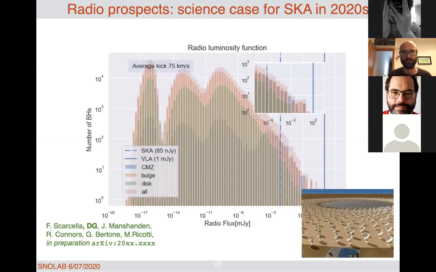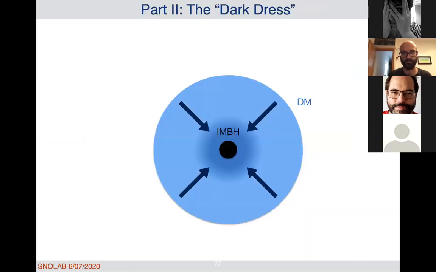According to our simulation, there is a very strong science case for future observatories like SKA, for example. SKA will possibly be the big thing in radio astronomy in the next decade, and we will improve the sensitivity with respect to VLA by 1 order of magnitude. According to our simulations, it will be able to detect a large number of isolated astrophysical black holes. So that was my take for the shine dress.